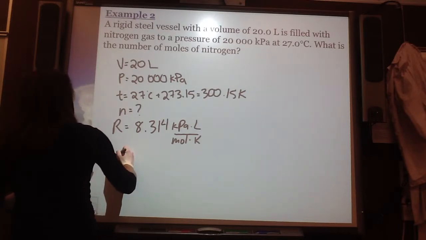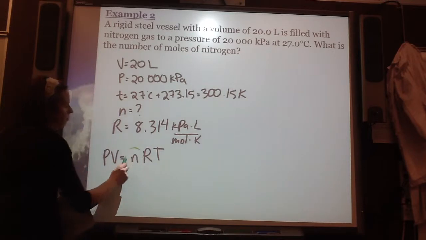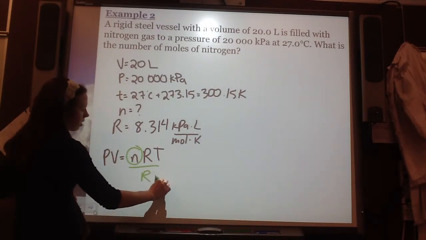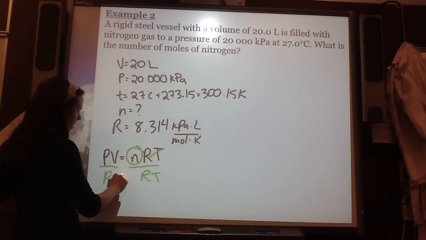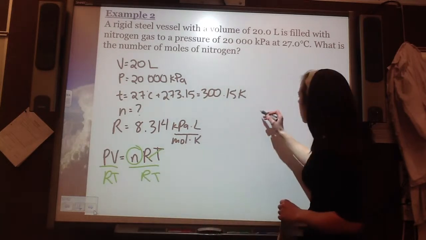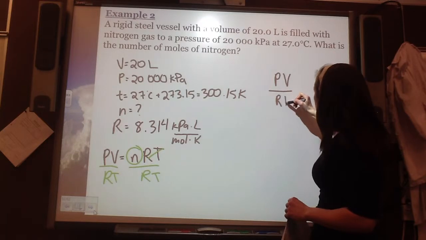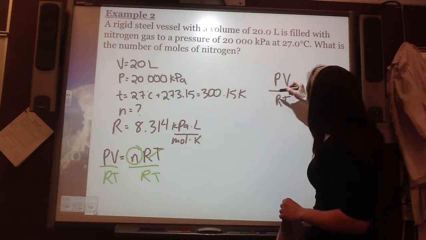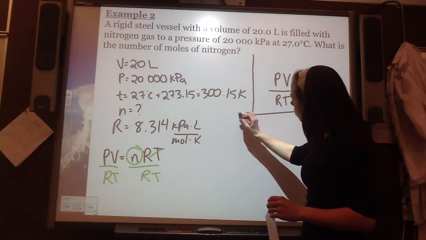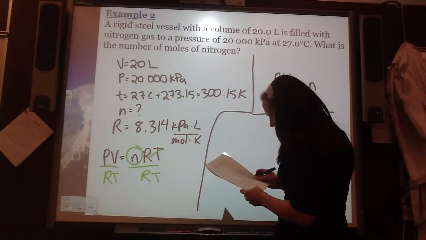So PV equals nRT. Let's rearrange to solve for n. Right now n is multiplied by R and T. So we divide by R and T, divide by R and T. So the formula that we're going to use then is P times V divided by R times T is equal to n. So this is our rearranged formula. Okay, so now we can plug that in.